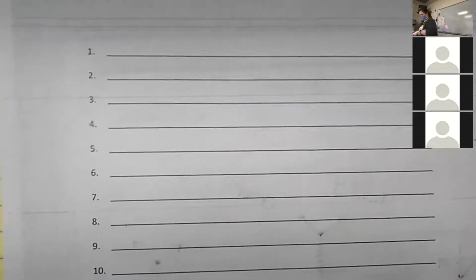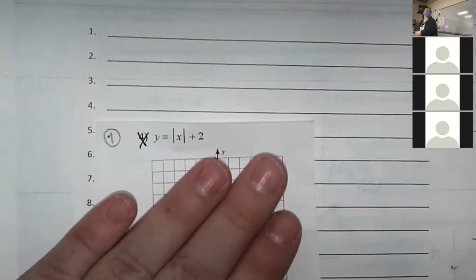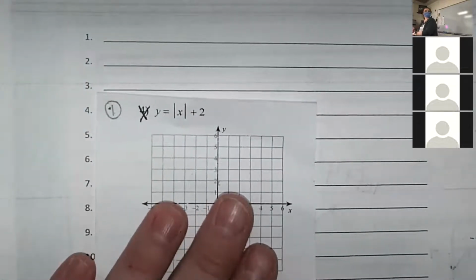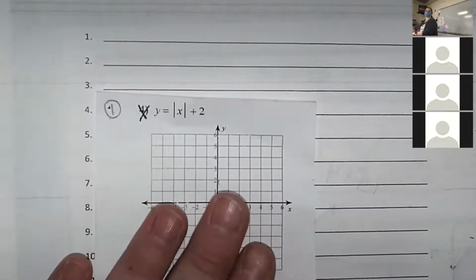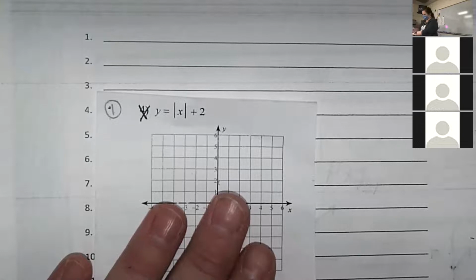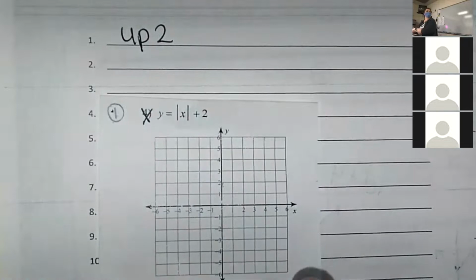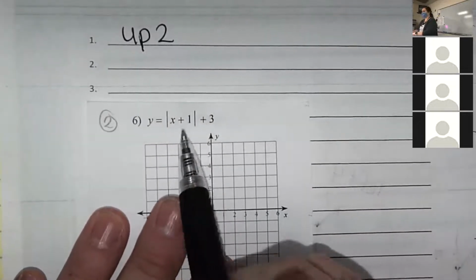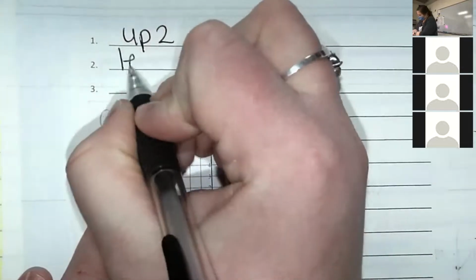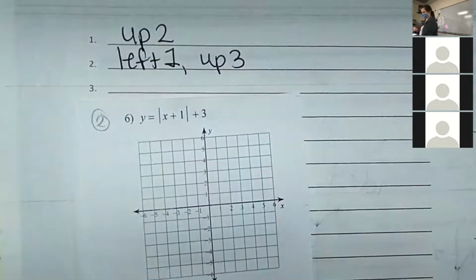All right. In words, tell me what the graph would look like of that one. No, number 1. It says number 1. Well, in words, what would happen? Up 2. You're done with number 1. That one was free. Number 2. Plus 1 would do what? Left 1. Up 3. Thank you.